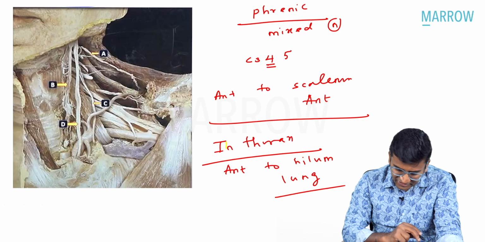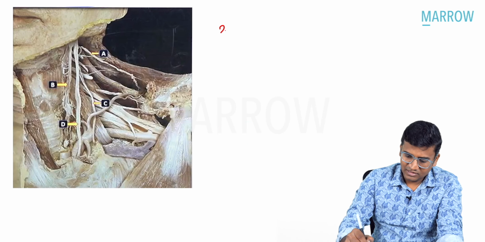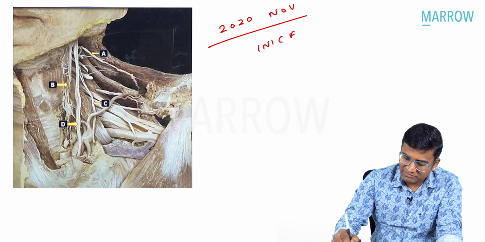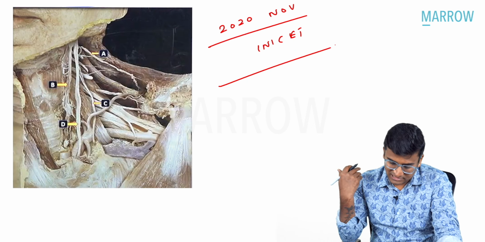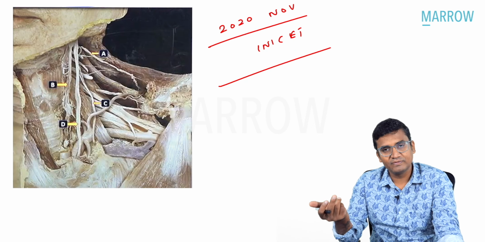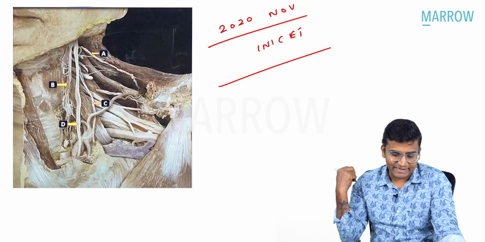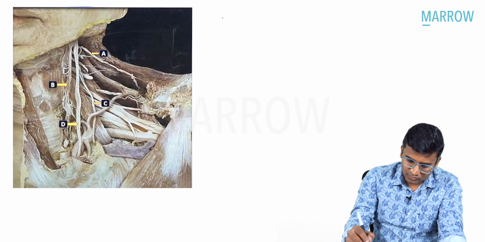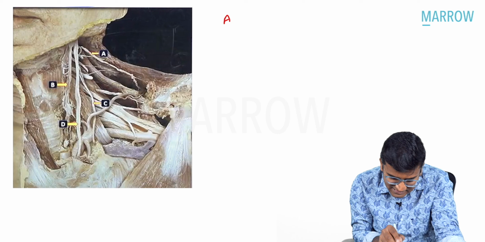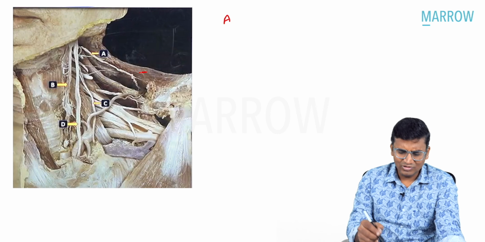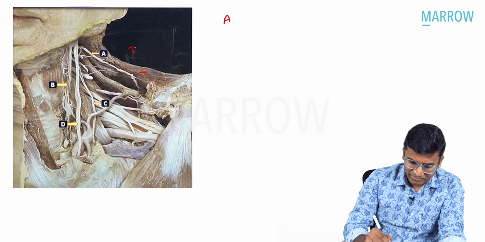Now, try to identify these structures. They gave this question in the 2020 November INI-CET exam. Chances are there to ask in the coming NEET exam. They are giving a cadaveric image only. So try to identify these nerves in the diagram. Now what is A? A is the nerve which is going and supplying this muscle here. What is this muscle? Your trapezius muscle.